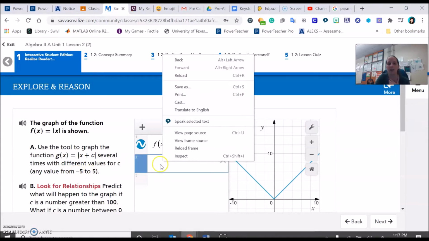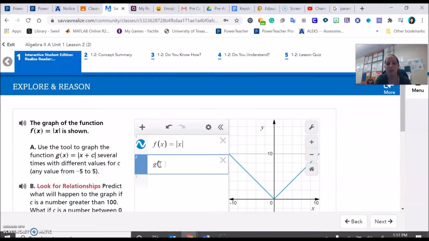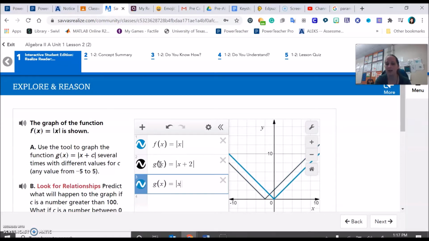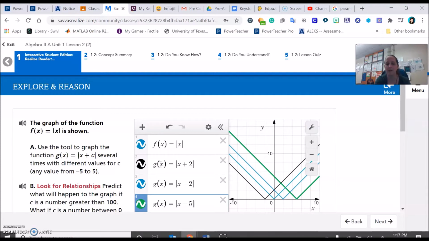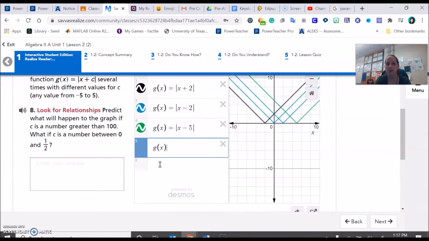Okay, so I'm going to go ahead and click here. I'm going to do g of x equals absolute value of x plus 2. G of x equals absolute value of x minus 2. G of x equals absolute value of x minus 5. G of x equals absolute value of x plus 3.